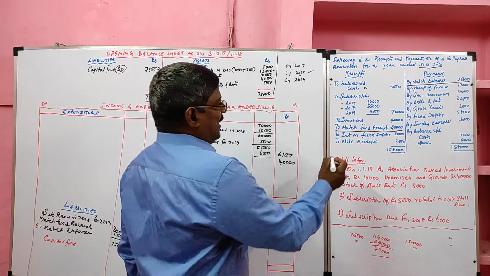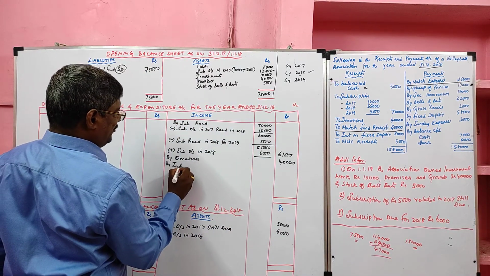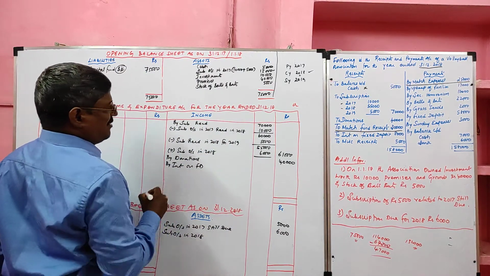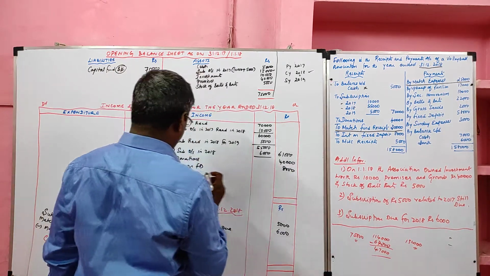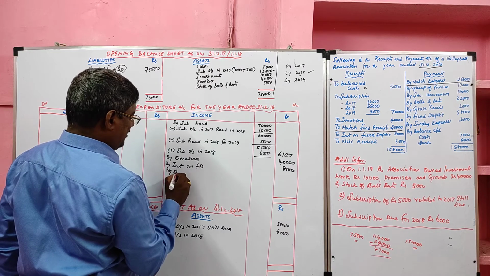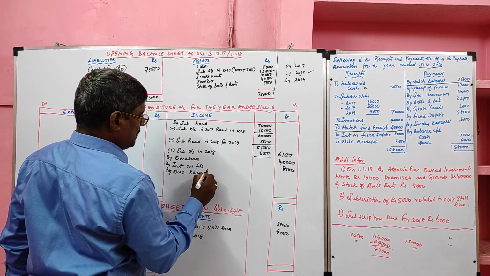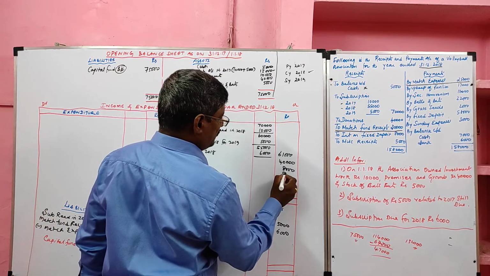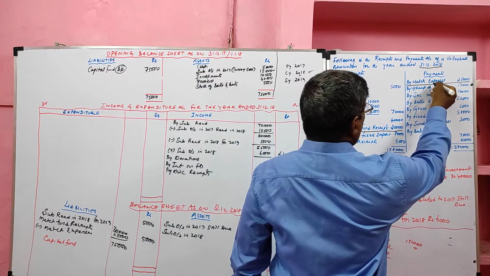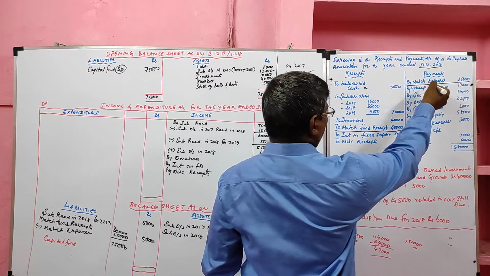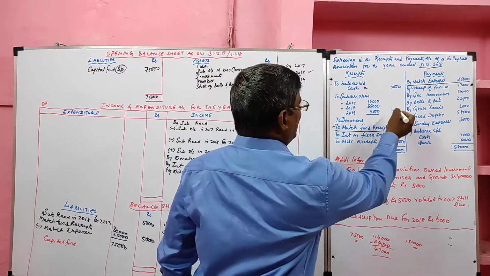Then interest on fixed deposit is a revenue receipt recorded in the income side, value 8,000 rupees. Then miscellaneous receipt recorded in the income side, since it is a revenue receipt, value 5,000. Then we'll move to the payment side. The first item is match expenses. The match expenses goes to the liability side, should be deducted from match fund receipts.